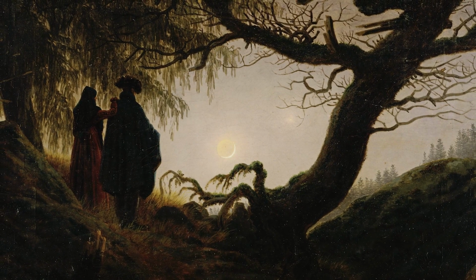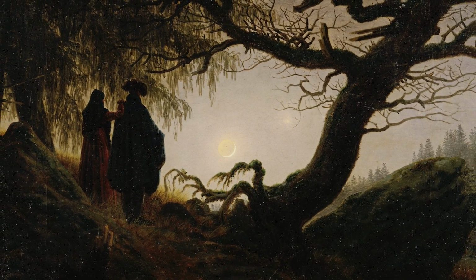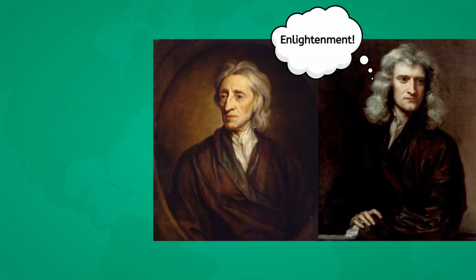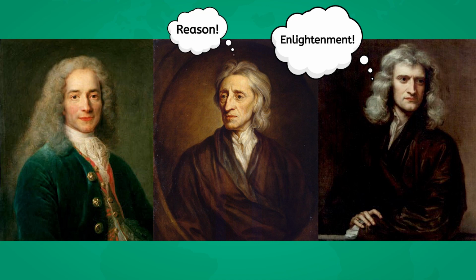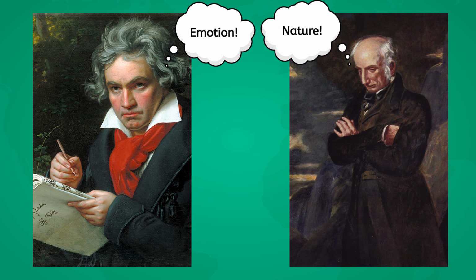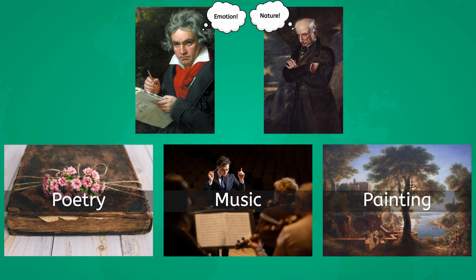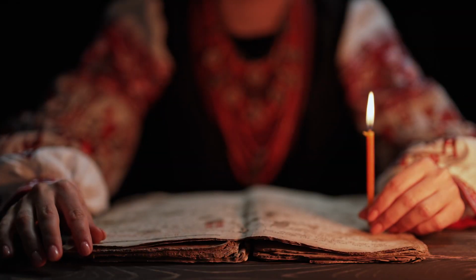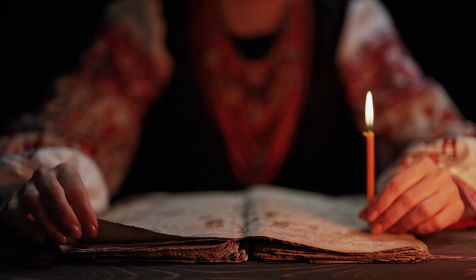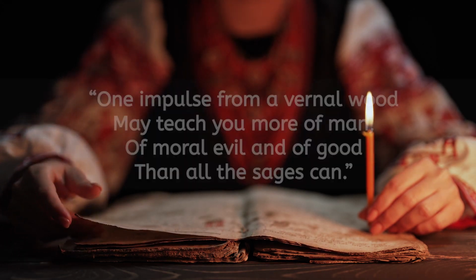In many ways, the Romantic movement was a backlash to the Enlightenment. Where Enlightenment thinkers like Newton, Locke, and Voltaire would have espoused reason and civilization, Romantic artists revered emotion and nature. And while Romanticism was carried out through many mediums, poetry, music, and painting were probably the most celebrated. To truly sum up what the Romantics believed, maybe we should let English poet William Wordsworth explain.